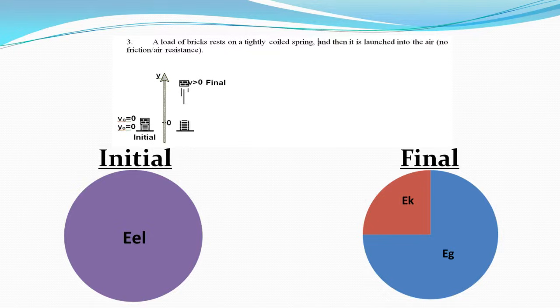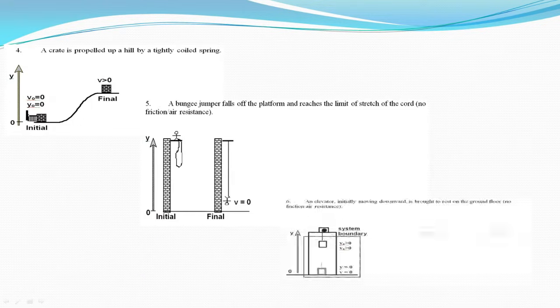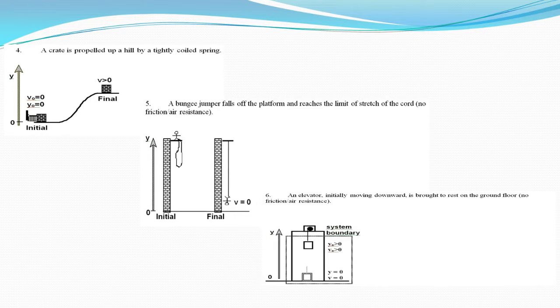At this point, these are just qualitative pie charts. So as long as it represents that you have mostly gravity and some kinetic, this will communicate the amounts of energy present in each system. On your own, try the last three problems, numbers 4, 5, and 6. Draw the initial and final motions and the energies represented at each point in this system.